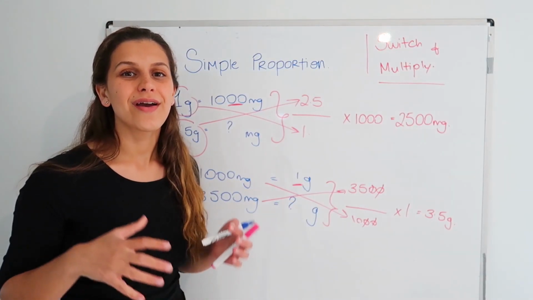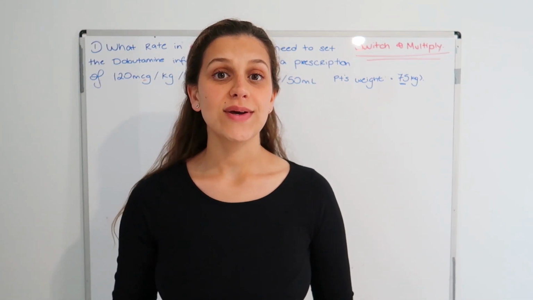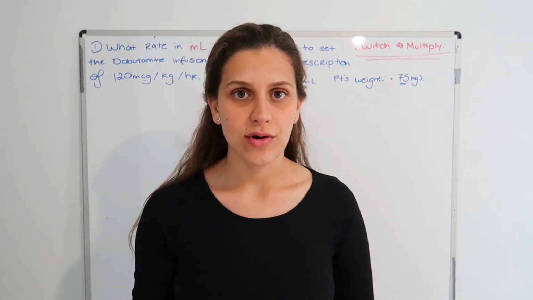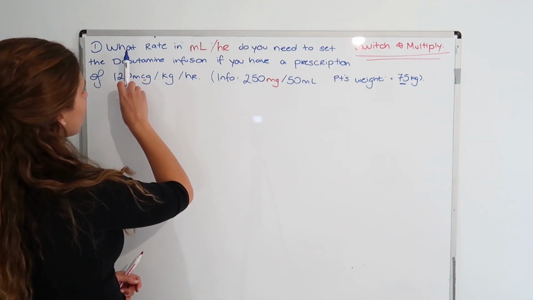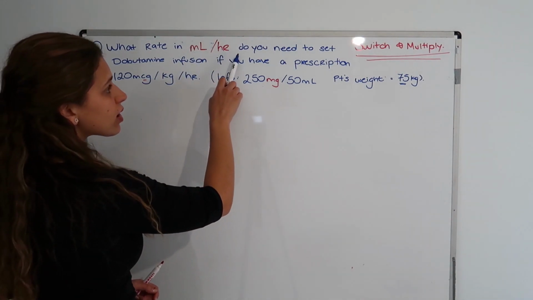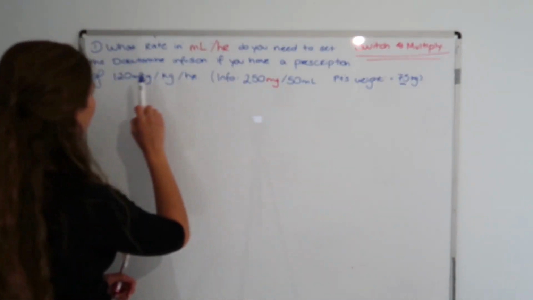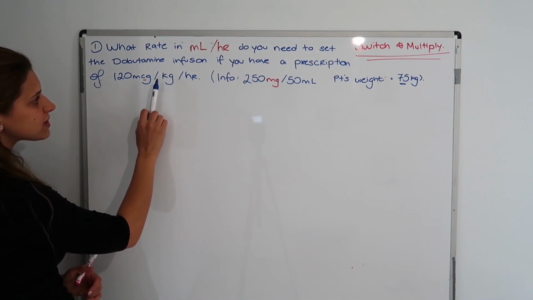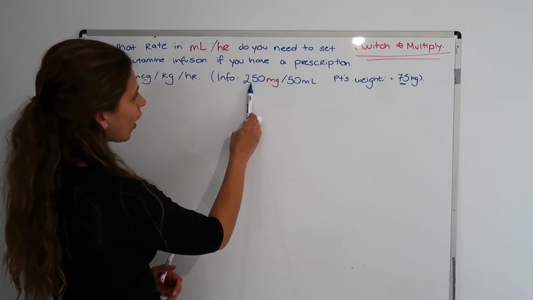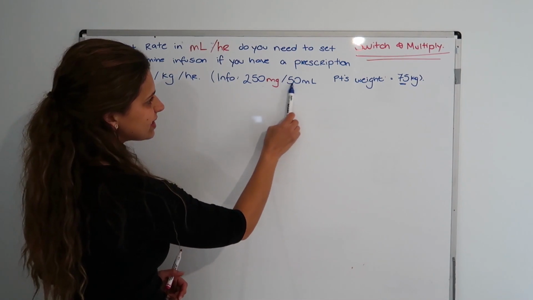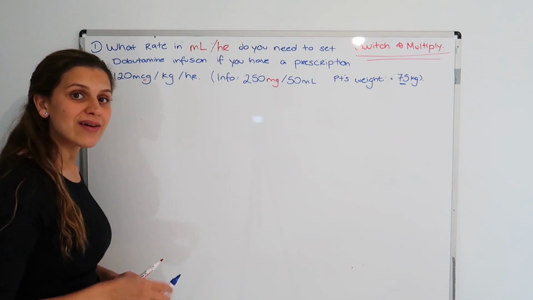Let's look into some more involved questions now. Good? So for part 3, I'll be working one of the questions that you have from your school. And the first question, I'll link it down below. It actually asks, what rate in milliliters per hour do you need to set the dobutamine infusion if you have a prescription of 120 micrograms per kilo per hour, and it is also telling us that 250 milligrams is in 50 milliliters, and the patient weighs 75 kilos.